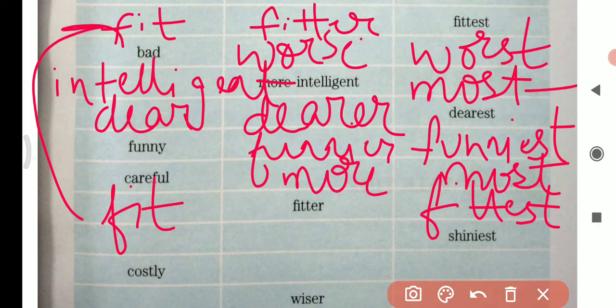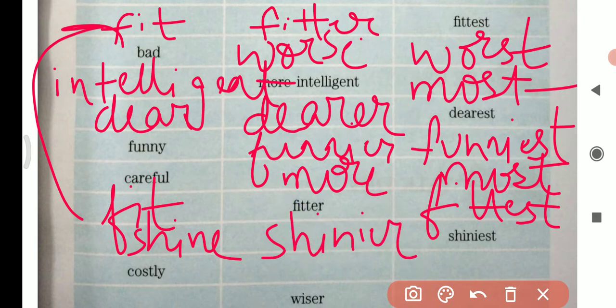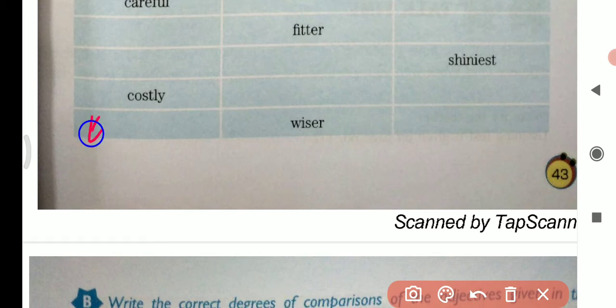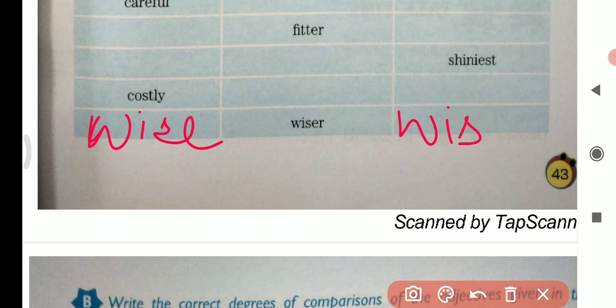Next, shiniest. So the positive degree will be shine, shinier and shiniest. Costly, costlier and costliest. Next, let's move to the last one, wise. Sorry, wiser is given, so the positive degree will be wise. Comparative is given, wiser, and the superlative will be wisest.